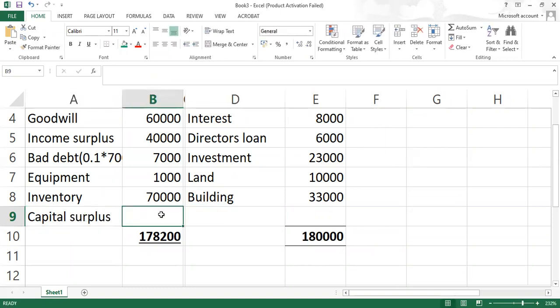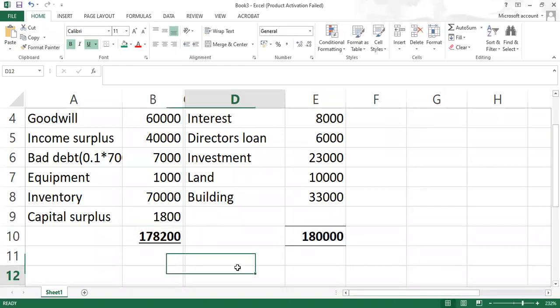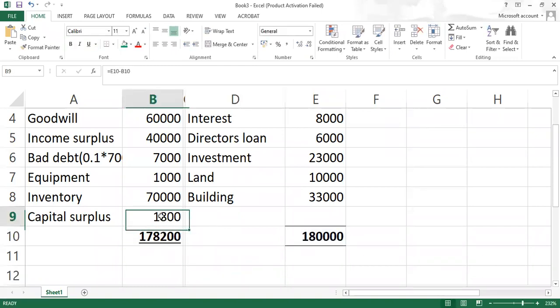What should be the difference? $1,800. Am I correct? Yes, please.